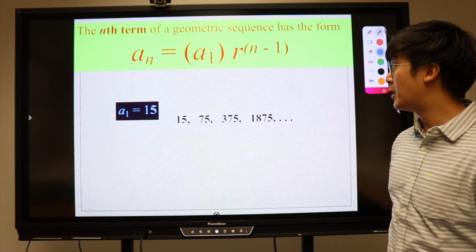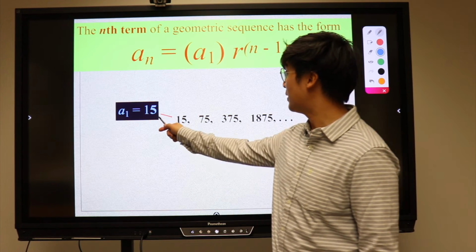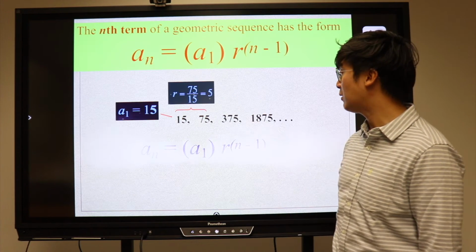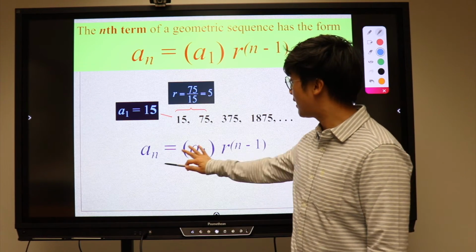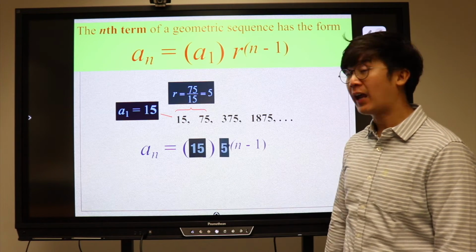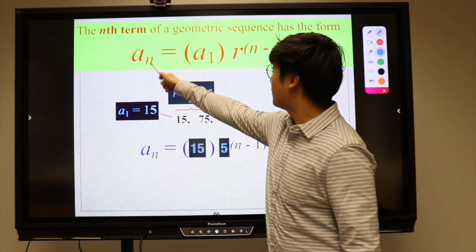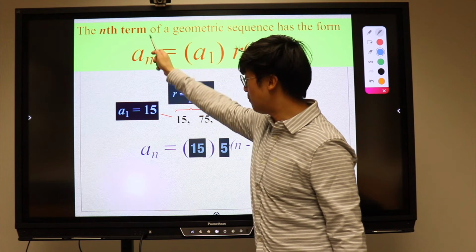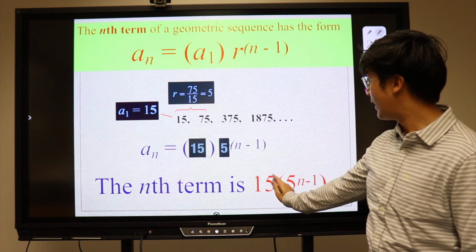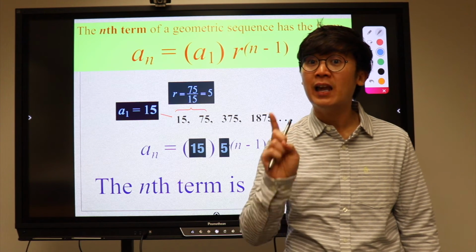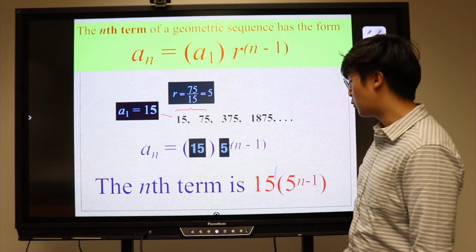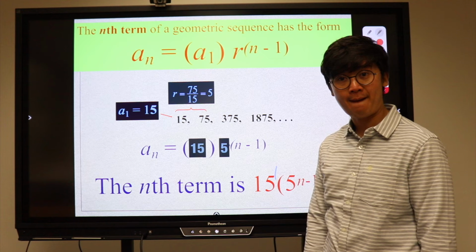So we found the common ratio and the first term. The first term is easy because it's given, but the common ratio we need to figure out, and it is 5. Using the formula, all we need to do is replace a sub 1 and r, and we're finished. a sub n, or the nth term, is equal to 15 times 5 to the n minus 1. We cannot multiply 15 and 5 because they have different exponents. This one has 1, and this one has n minus 1.